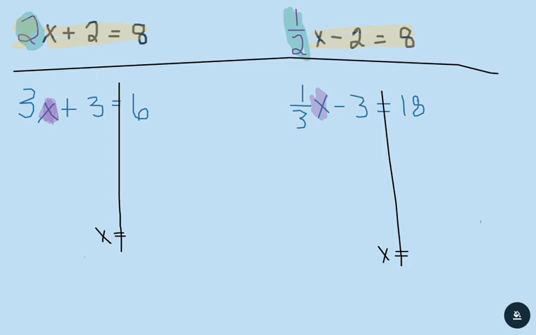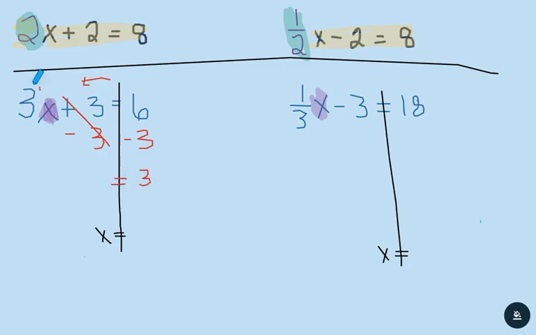So what do we do next? We're going to do the same thing we did yesterday. We are going to look at what is stuck near our x on this side of the line, and I see a +3. So whenever you have adding or subtracting, you're always going to undo that first. So I'm going to do the opposite of +3, which is take away 3, and I'm going to do that on both sides. I'm going to do the math. 6 take away 3 is 3.